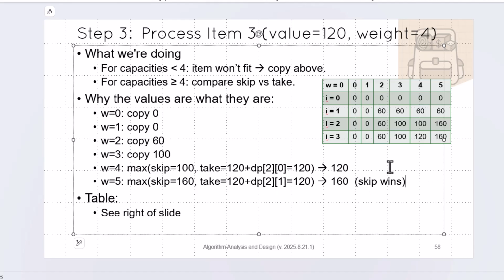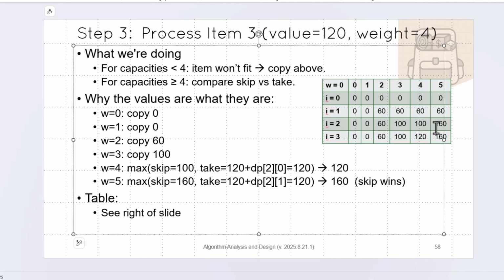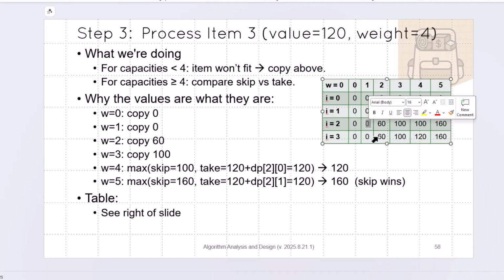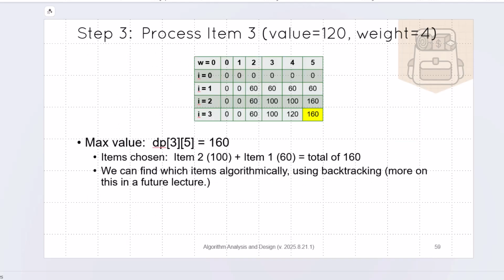That's better. I don't know how that ended up that way, but anyway, skip is 160 because that is the value we already have in the bag, or we can take this new item with weight 4 with the 5 by taking our 120, adding it to dp at 2 of 1 because we need that 4 capacity. So we go up 1, 2, 3, 4. We get 0 over here, so we have nothing in there, no value. So we could just remove the last 2 items and then add this item and get 120, or skip taking this item and keep the other 2 and keep 160. So the skip wins. All right.